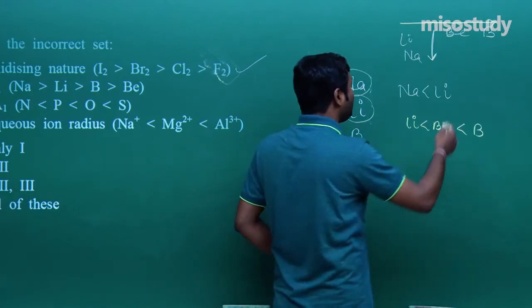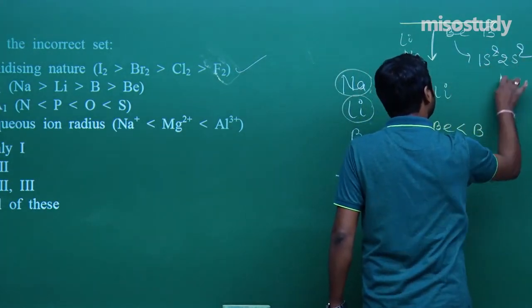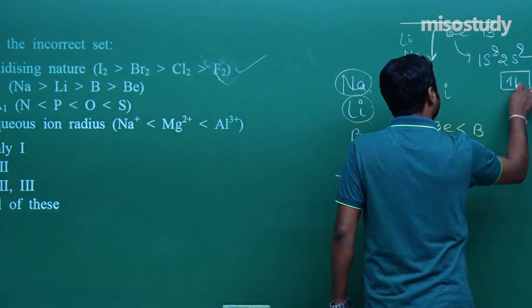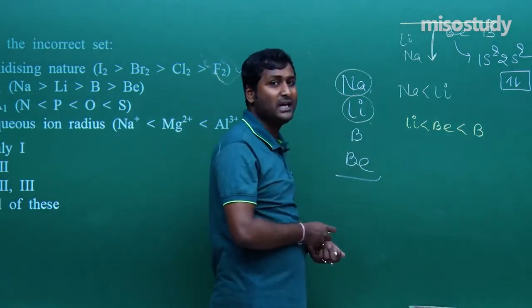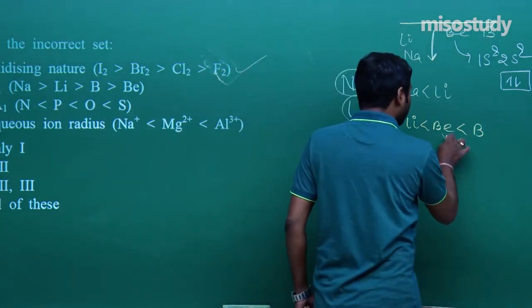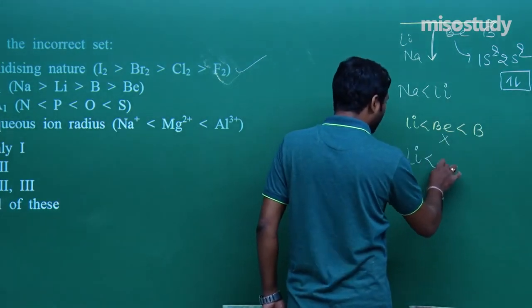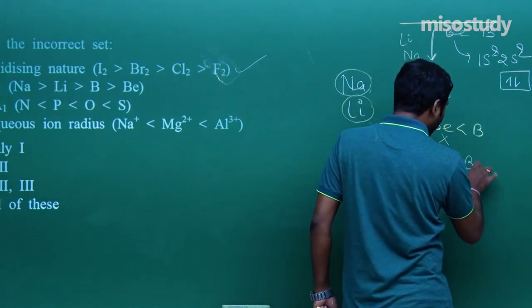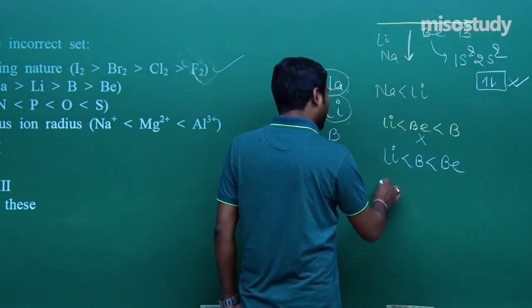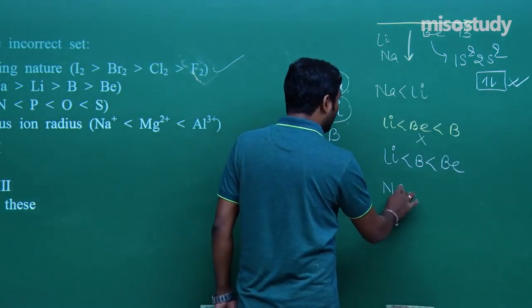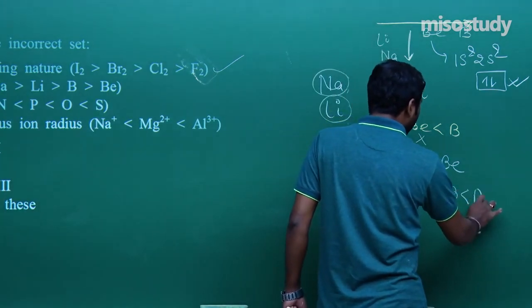But as we all know, beryllium has the electronic configuration 1s2 2s2, which is a completely filled subshell. If completely filled, then there is high stability, and in this case ionization energy is not less, it is more. So the order is lithium, boron, and then beryllium. And the final order, it's very simple: sodium, then lithium, then boron, then beryllium.